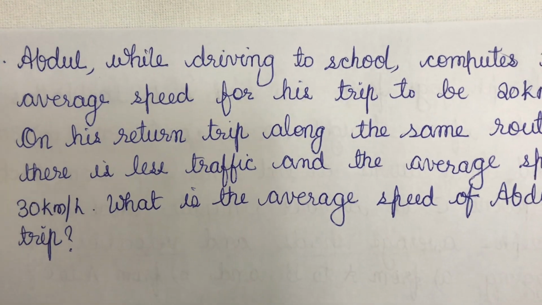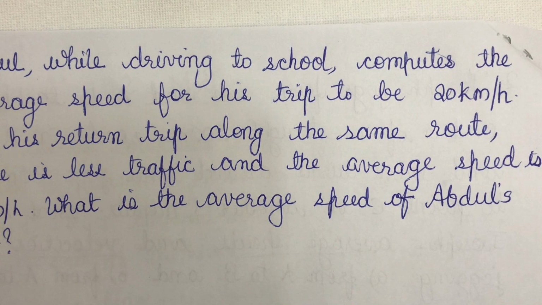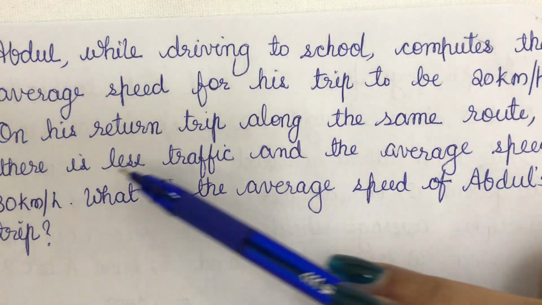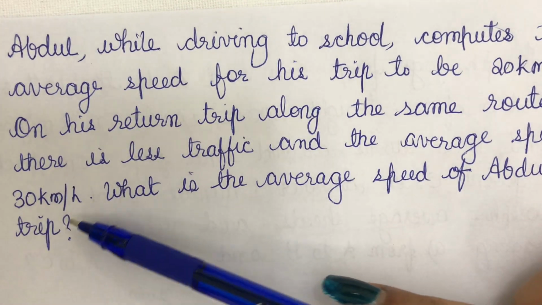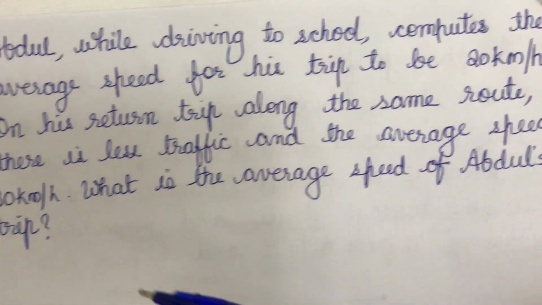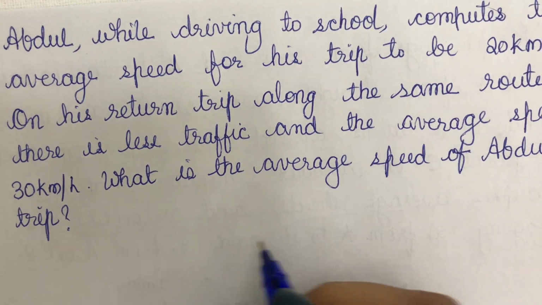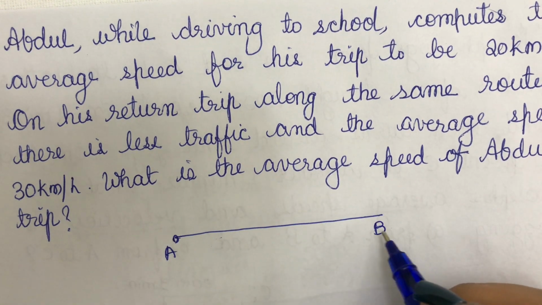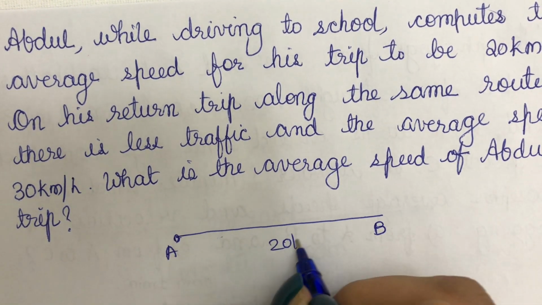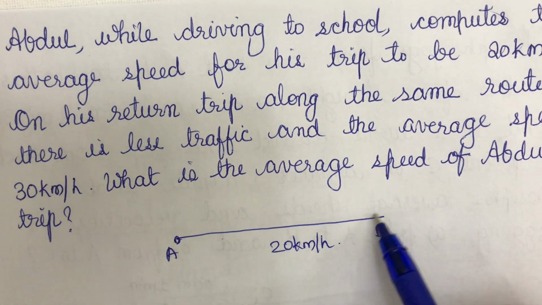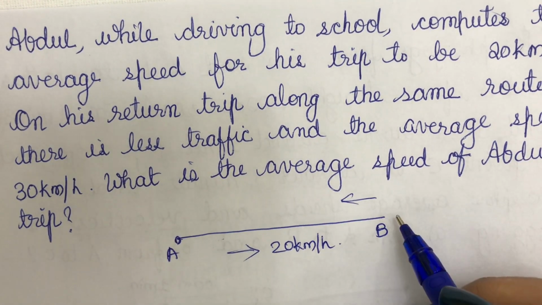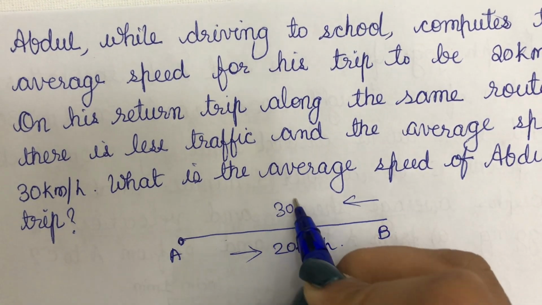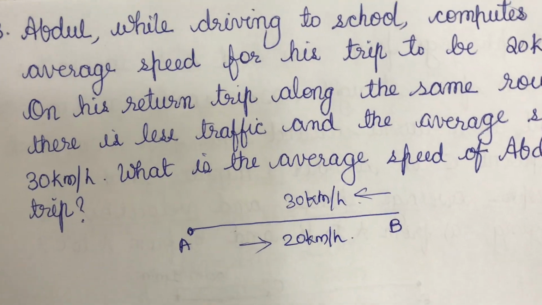And now our third question is: Abdul, while driving to school, computes the average speed for his trip to be 20 km per hour. On his return trip along the same route, there is less traffic and the average speed is 30 km per hour. What is the average speed of Abdul's trip? Okay, so Abdul was driving to school, from A, this is his home and this is his school. The average speed for his trip is 20 km per hour, traffic was there. On his return trip along the same route, so same distance, there is less traffic and the average speed is 30 km per hour. So we have to calculate the average speed of Abdul's total trip.